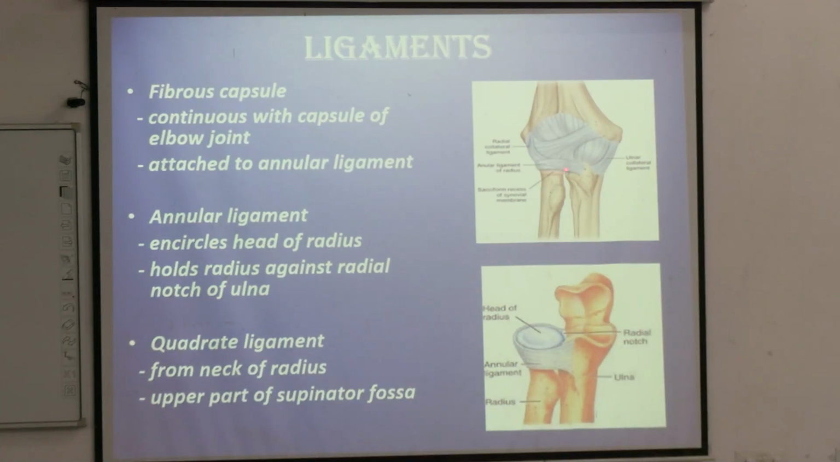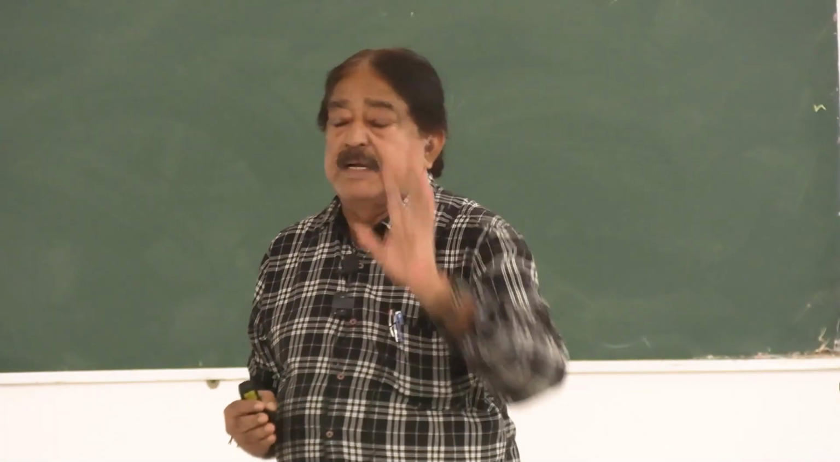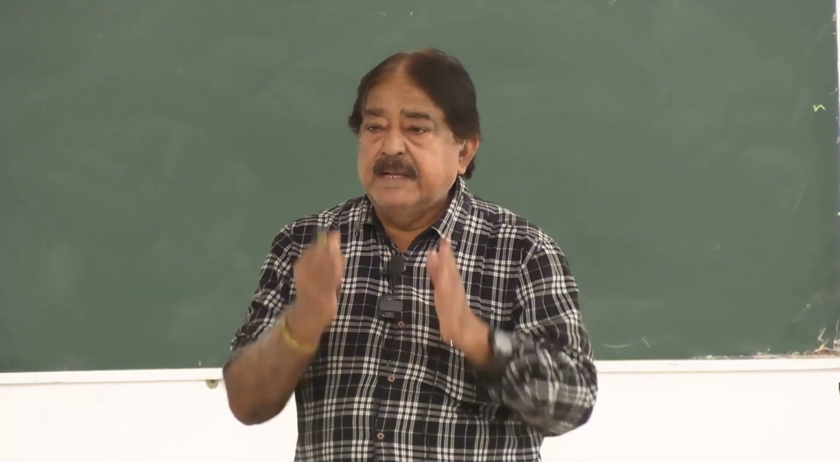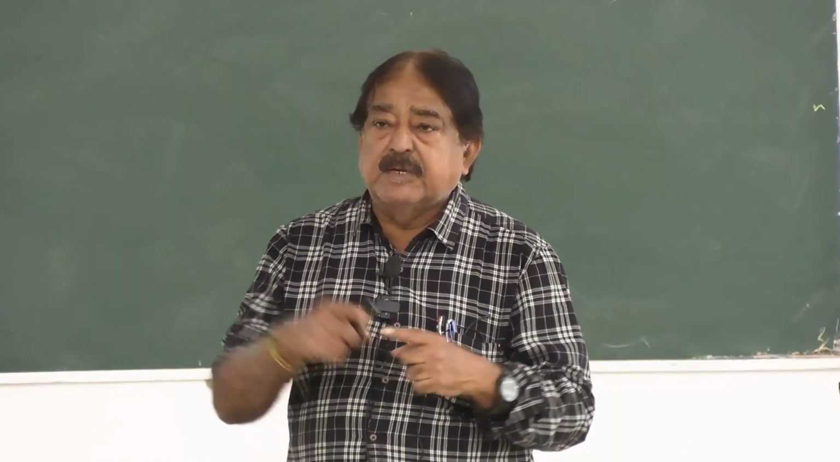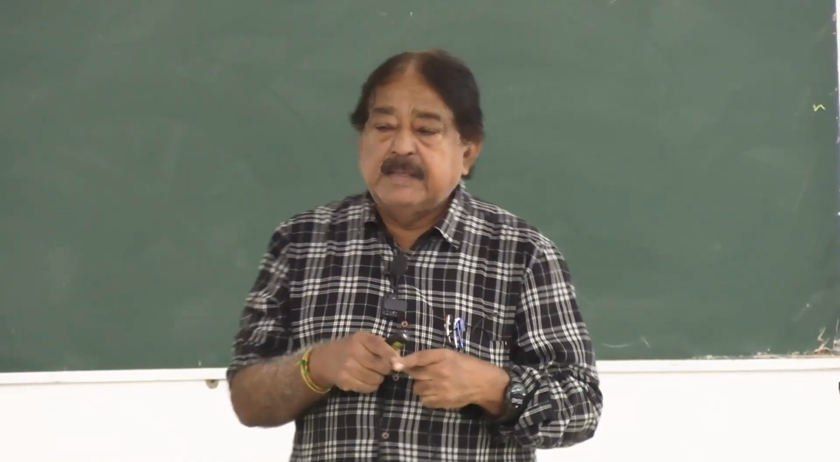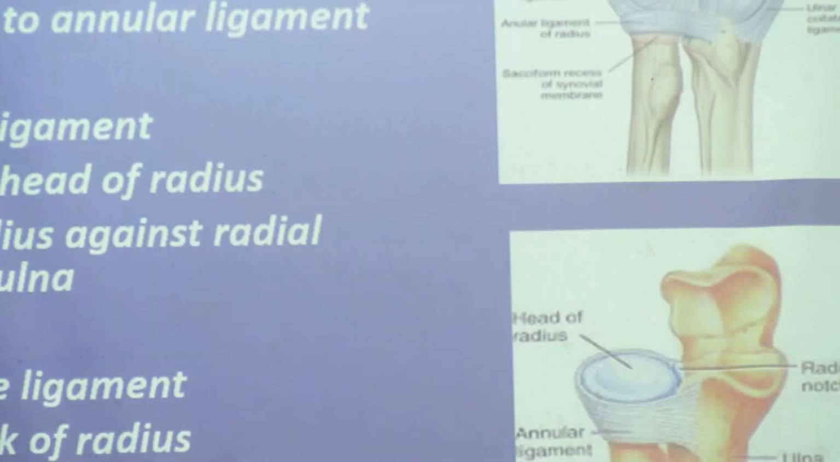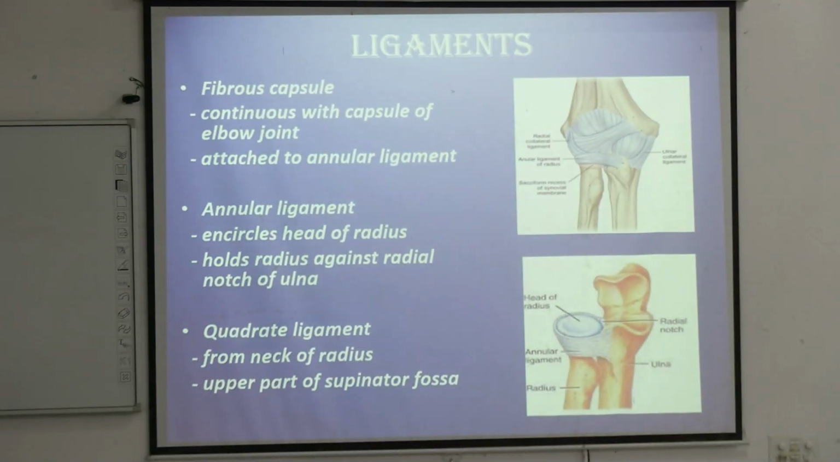The radial notch of the ulna, you pick up a bone today, these three bones, and just read. Compare your atlas or your book, your things will be clear. First read the general anatomy of the joints. Then you go home today, pick up the three bones, and discuss and see and point out. Do it today. Okay. Now, the quadrate ligament from the neck of the radius, upper part of the supinator fossa.